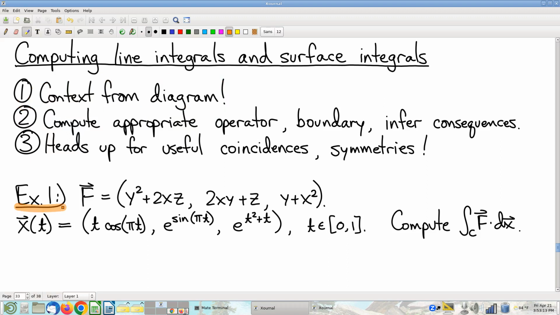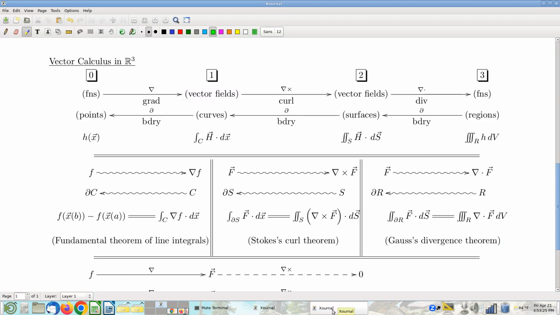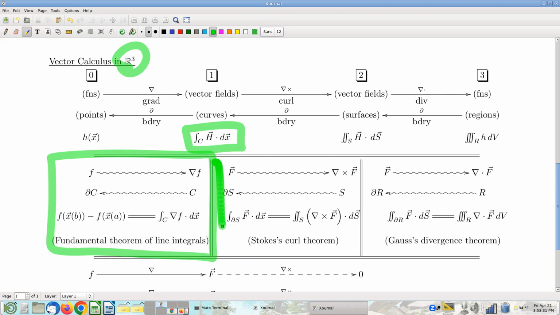Example 1. First of all, notice our parametric curve, 3 coordinates. We're in 3 dimensions here. Okay, and furthermore, we're computing a line integral in 3 dimensions. So, here we are, 3 dimensions. We're interested in a line integral. These are therefore our 2 theorems that we might be able to use.